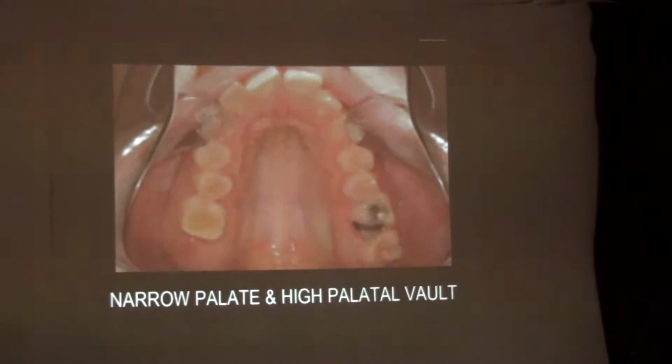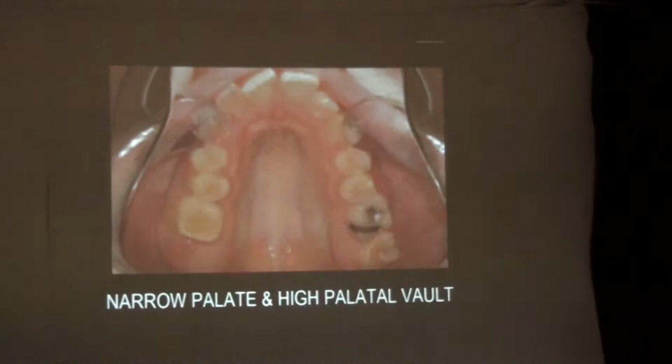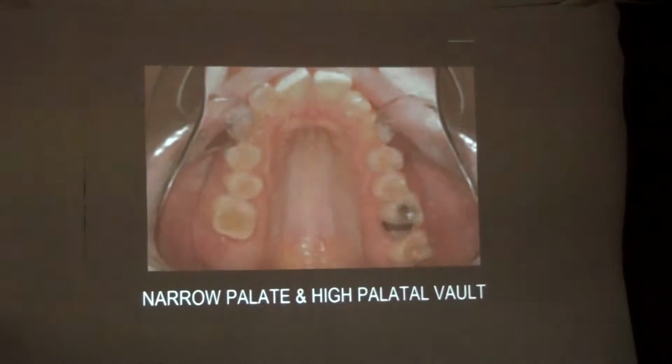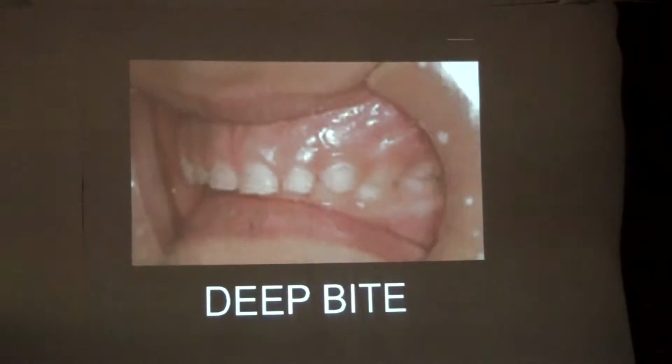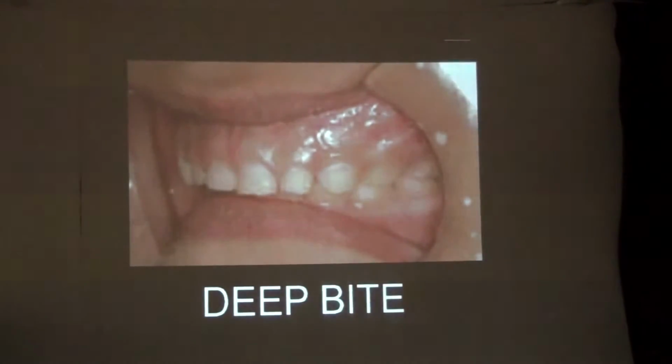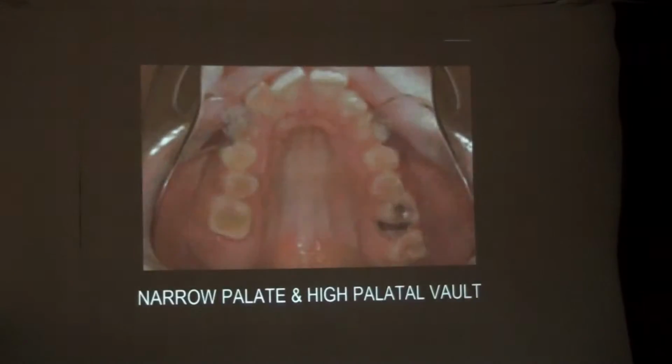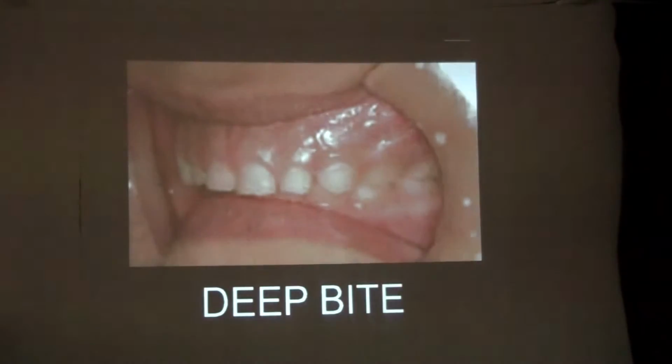The palate will have a high arch. So it's a high arch palate or a high vault palate and a narrow palate. So when the facial shape will change, if you come back to this picture, you see this is the lower part of the face. When the mandible goes deeper inside and the lower part of the face has less height, it will be a deep bite.